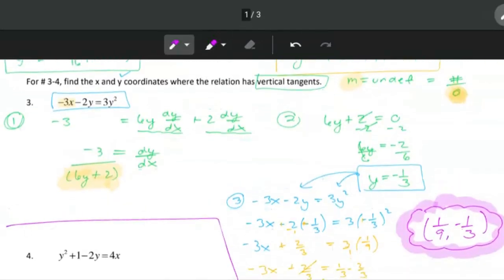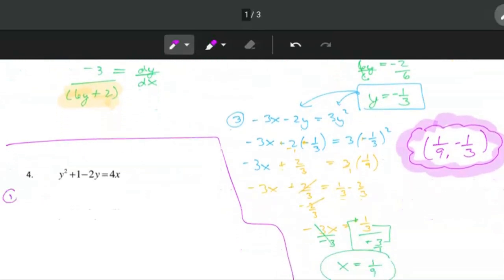The next one said, find the x and the y coordinates where the relation has vertical tangents. So again, a vertical tangent means the slope is undefined. And how you get an undefined slope is when the slope has a denominator of 0. So we have to find the derivative, set the denominator of the derivative equal to 0, and solve. So step 1 is definitely finding the derivative. So we get 2y dy dx, the 1 is a constant, just disappears, minus 2 dy dx equals 4.